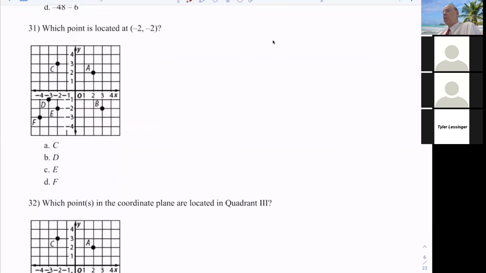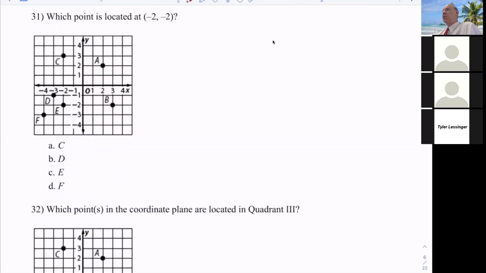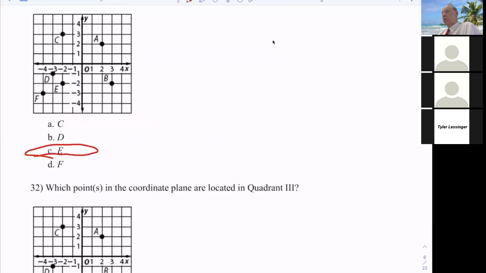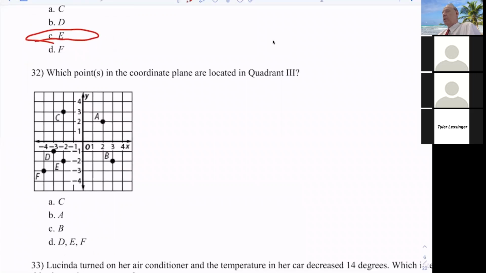All right, now you're into the graphing negatives, not just positives. So -2 would be what letter? Yes, I see what you're saying. Letter C is the answer. E is the point they're talking about. Quadrant 3. D, that's correct.